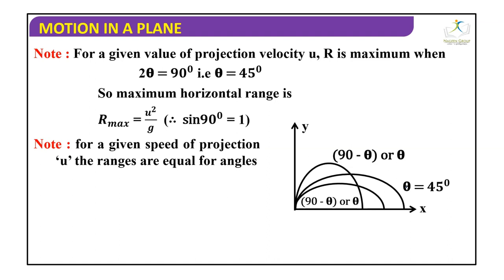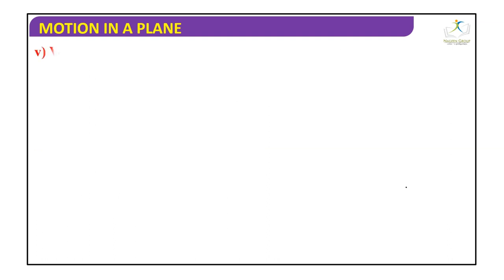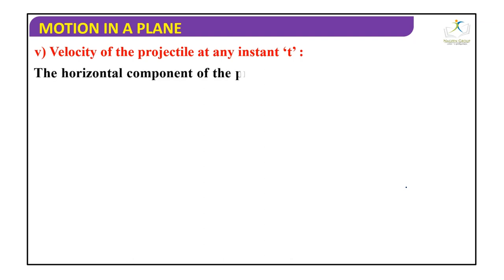like theta and 90 minus theta, as you can see. So the maximum angle should be less than 90. So theta can be theta or 90 minus theta, 45 plus theta or 45 minus theta. Velocity of the projectile at a particular instant of time.